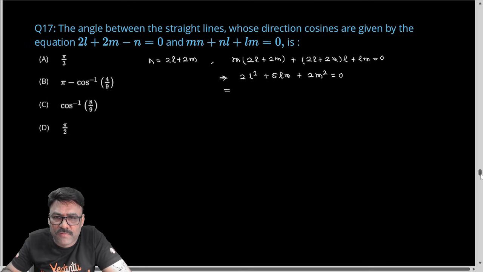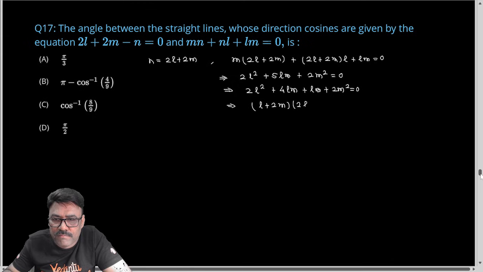Now you can easily factorize it by splitting the middle term. Just split the middle term as 4lm plus lm. So you can split the middle term as 2L square plus 4LM plus LM plus 2M square. So now you can factorize it as, here you can take 2L common, so L plus 2M, M common, so L plus 2M, so its factors will be L plus 2M and 2L plus M.